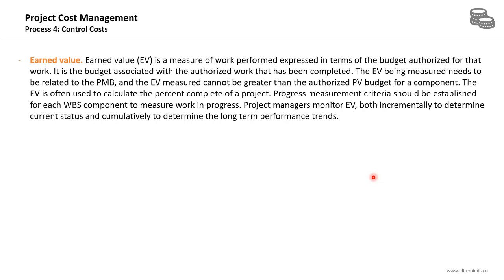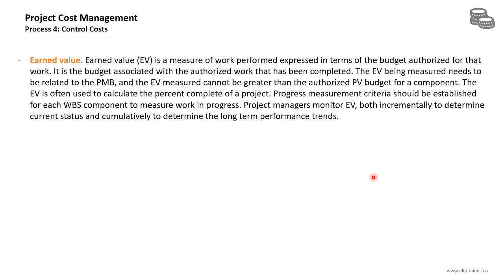Earned value is a measure of work performed expressed in terms of the budget authorized for that work. What is the value of the work that is actually completed on the project? It's the budget associated with the authorized work that has been completed. The earned value being measured needs to be related to the performance measurement baseline, and the earned value measured cannot be greater than the authorized planned value budget for a component. So the actual value of a component cannot be more than the planned value. The earned value is also used to calculate the percent complete of a project.